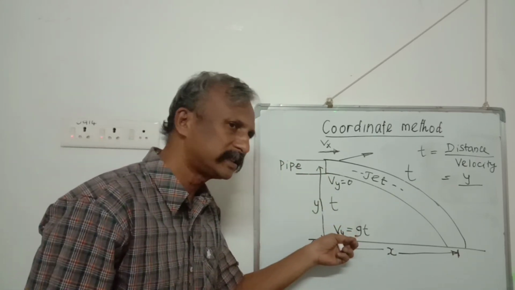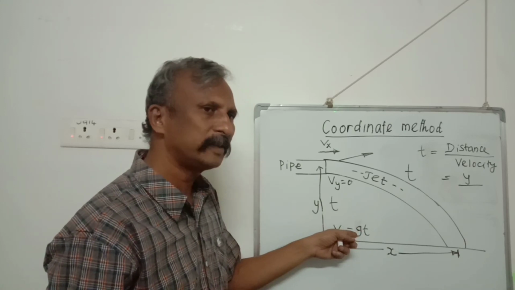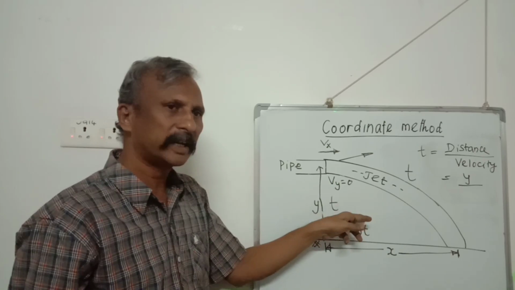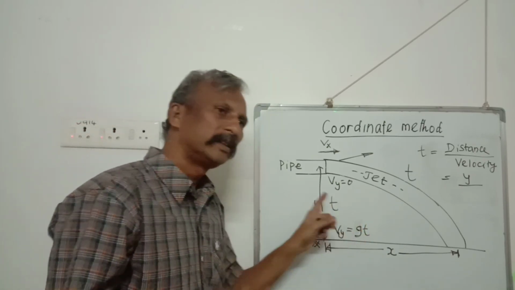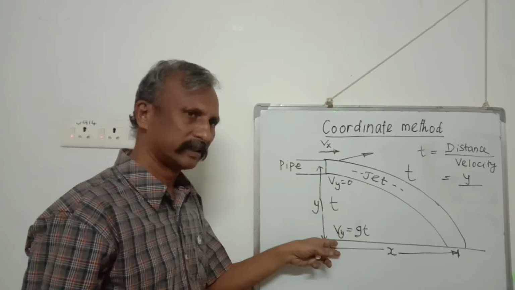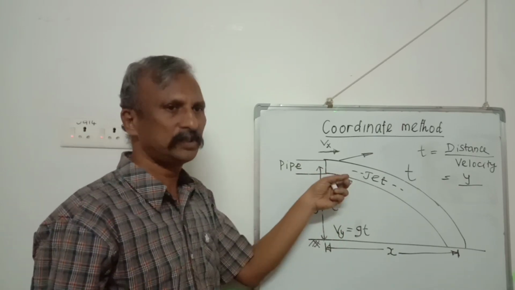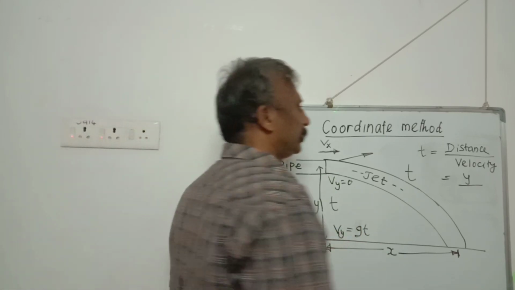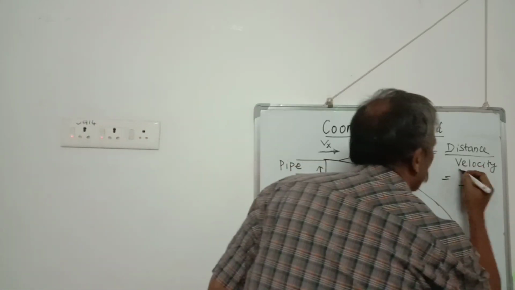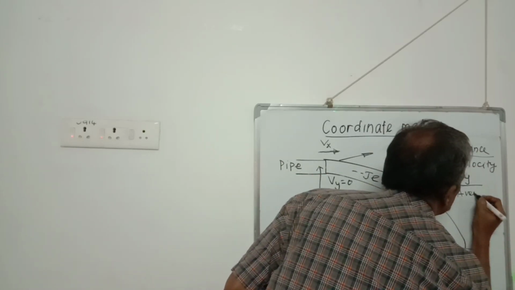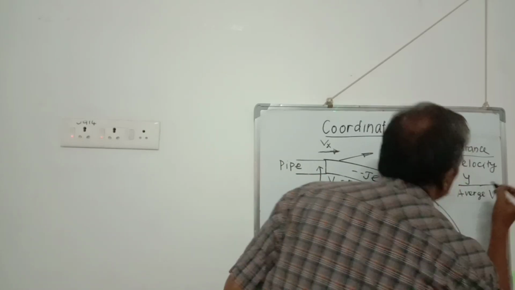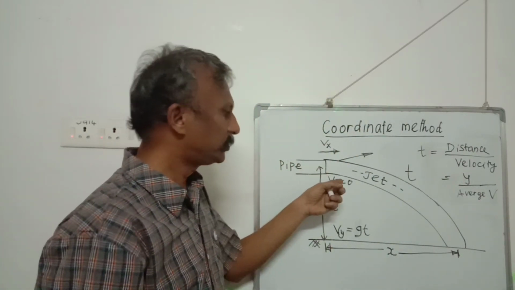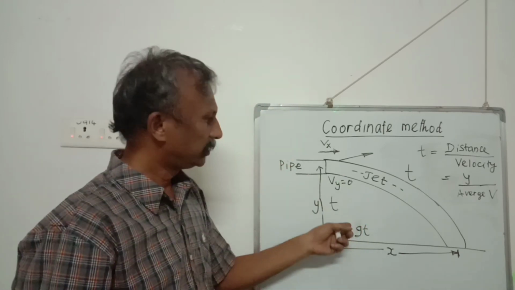What after all is g? g is the change in velocity per unit time. So change in velocity per unit time into time will give you the change in velocity from here to here. The initial velocity is 0, so 0 plus gt is your Vy. This velocity becomes the average velocity because the velocity of fall is not constant. The velocity at the start is 0 and the velocity at the end is gt.